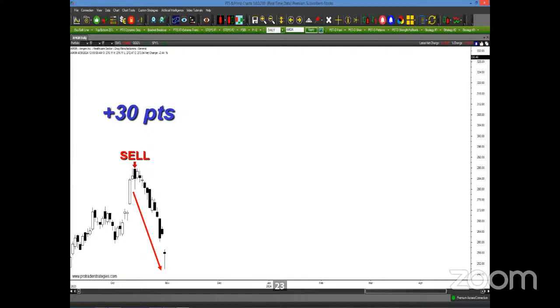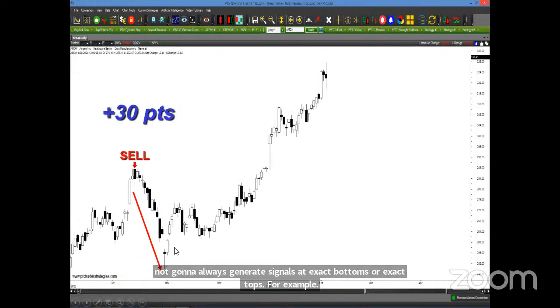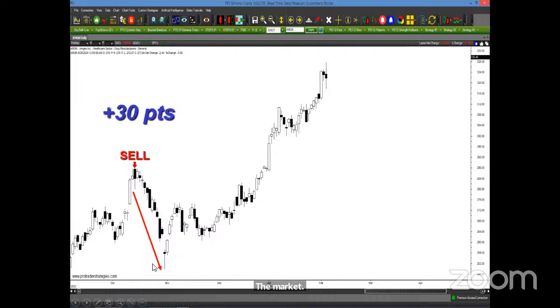Now we look at Amgen here. We see here that a signal was generated right here at this top, and the market quickly fell 30 points. You had 30 points to work with in which to take a profit. Now, remember, the PTR is just based on this indicator and its relationship with itself. So it's not going to always generate signals at exact bottoms or exact tops. For example, the market changed trends right here, but the PTR did not find that relationship, so it did not generate a signal. But regardless, you had 30 points to work with. And I think in our course, we would teach you ways in which to exit to take some profits. Or at the very least, you would have broken even.